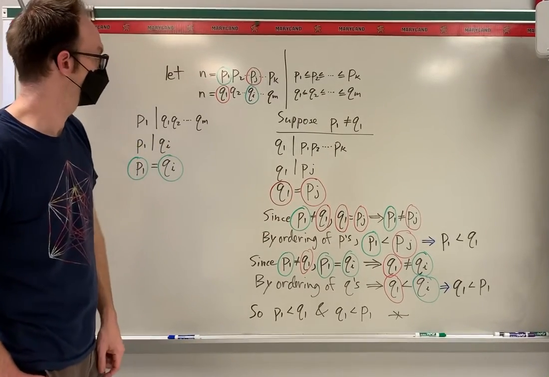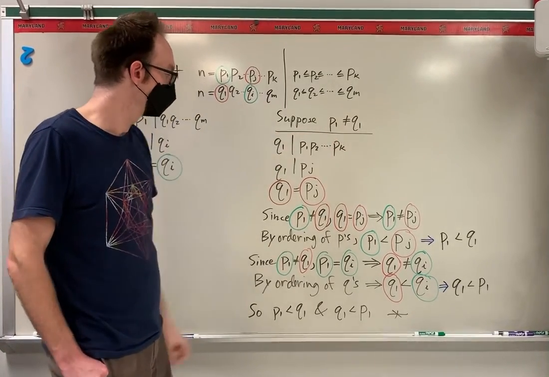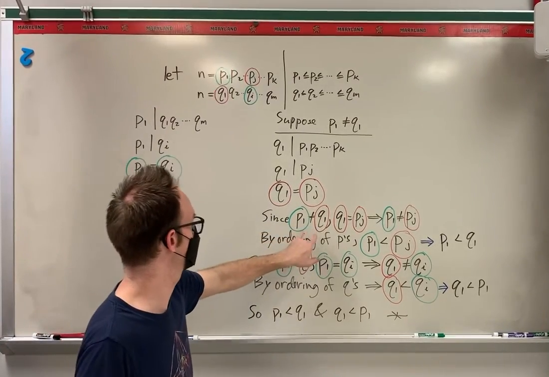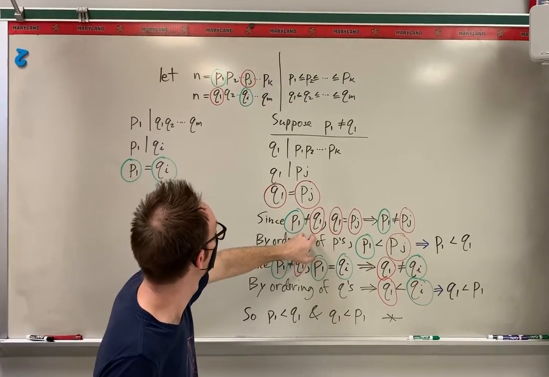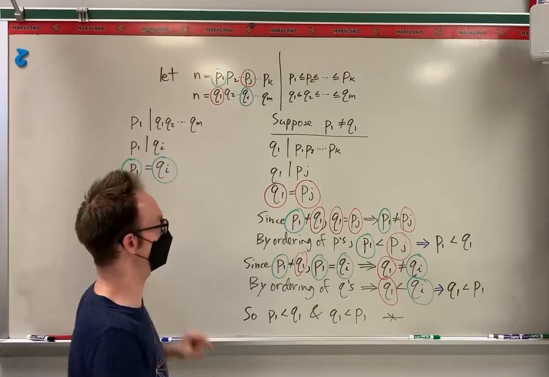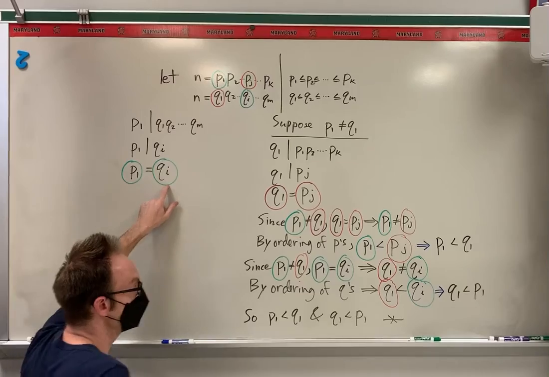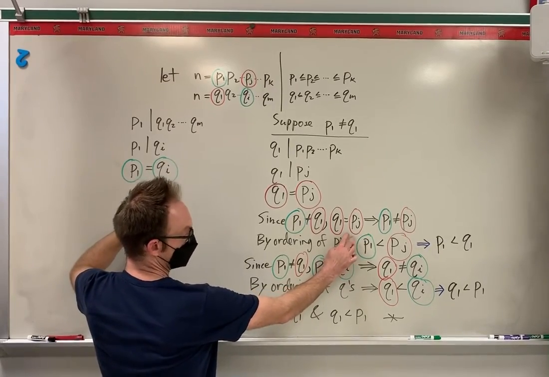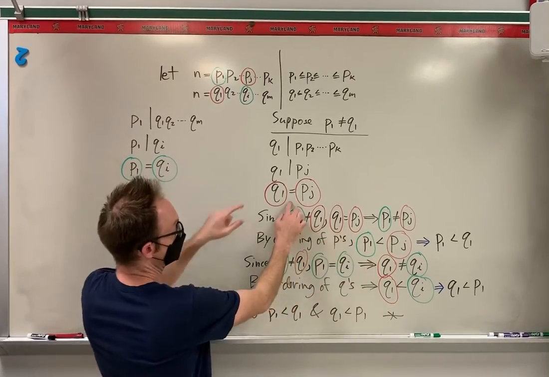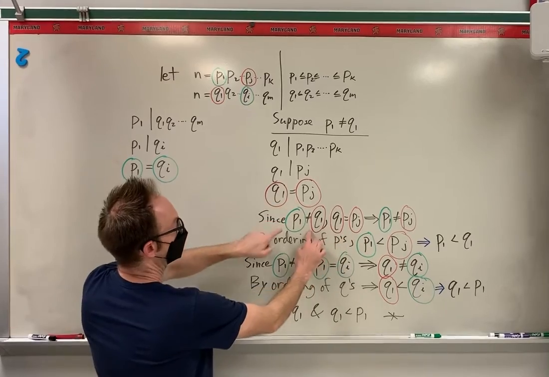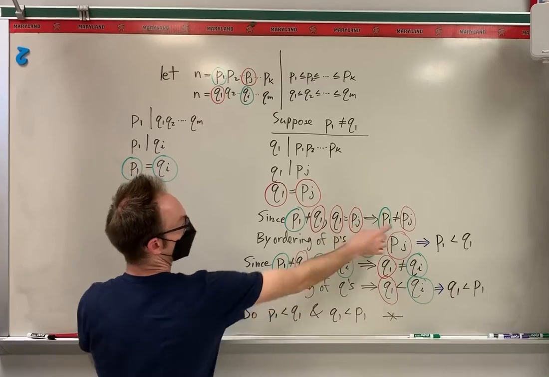Now, for the first time, I use the fact that p1 is not q1. Since p1 is not q1, the green and the red are different from each other. If p1 and q1 are different, another name for p1 is q sub i. Since q1 and p sub j are the same, and p1 is not q1, then p1 is not p sub j.